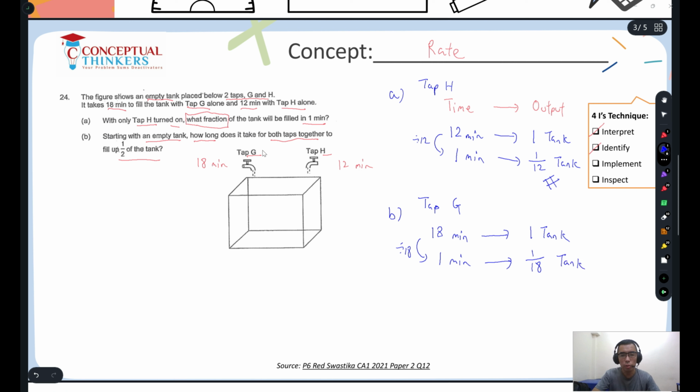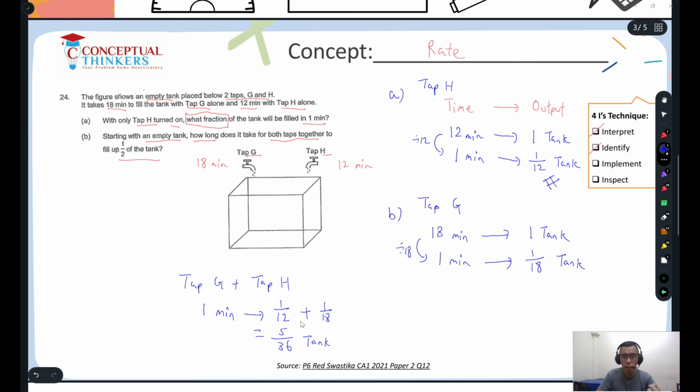Now we want to know the rate when they are filling up together. When we look at tap G plus tap H in terms of 1 minute, we just need to add these two. So it will be 1 over 12 plus 1 over 18, which gives me 5 over 36 of the tank. You can use your calculator to do the addition, or simply make the same denominator.